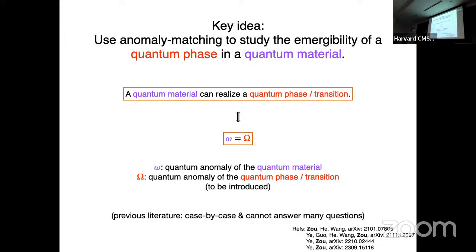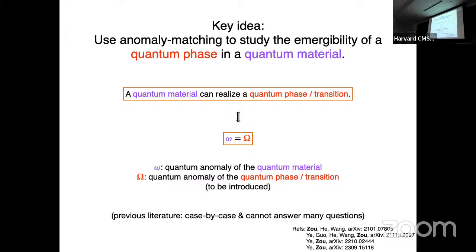Just to summarize this in one sentence: suppose this quantum material can realize, I want to check whether it can realize a quantum phase or a quantum phase transition. And later when I say quantum phase, I also assume it may be a phase transition point. To check this, we can just check whether this anomaly matching condition holds, where this omega and the capital omega are the anomalies of the material and of the phase.